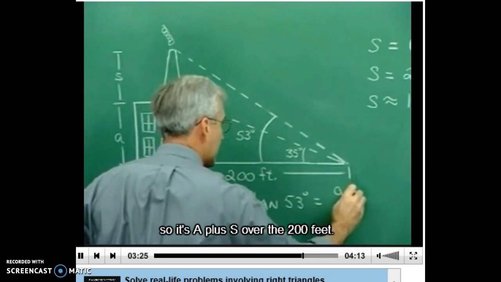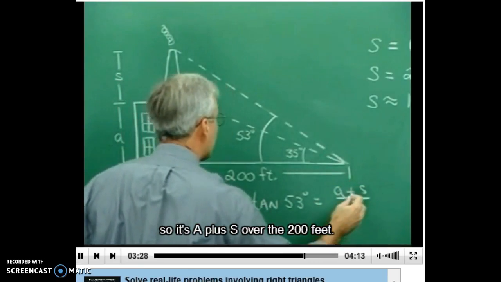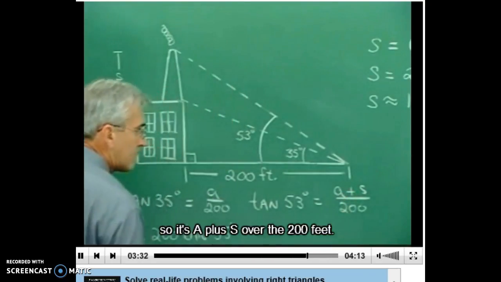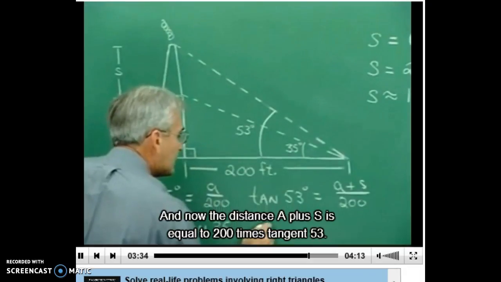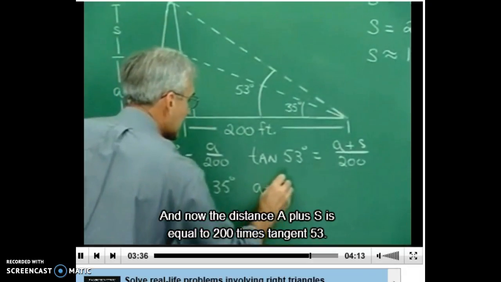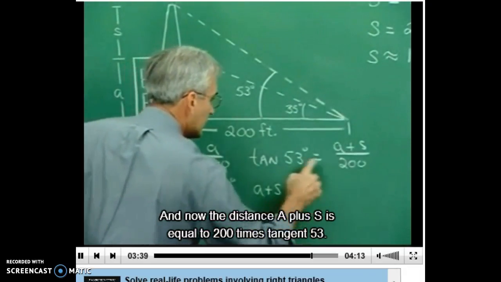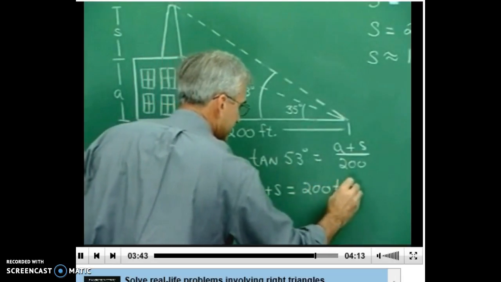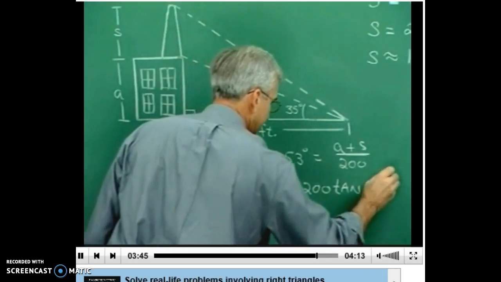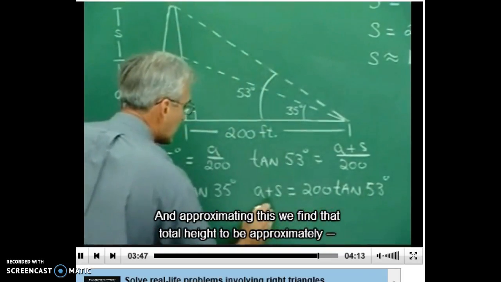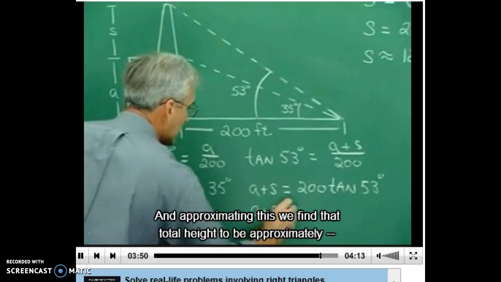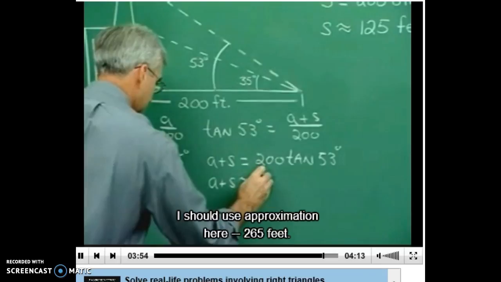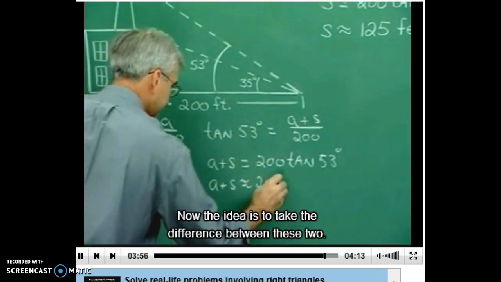So it's A plus S over the 200 feet. And now the distance A plus S is equal to 200 times tangent 53. And approximating this, we find that total height to be approximately 265 feet.